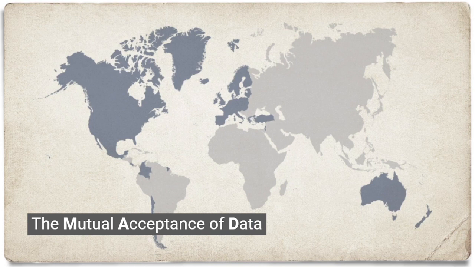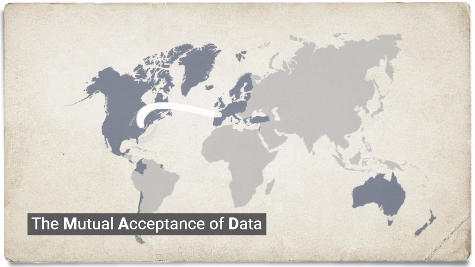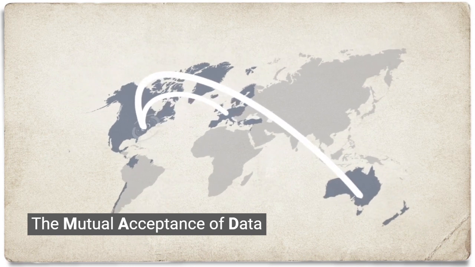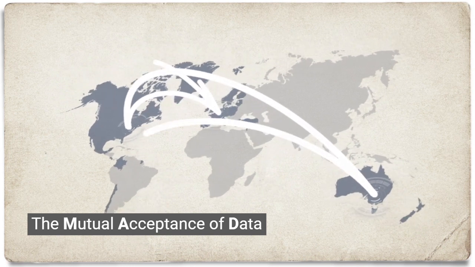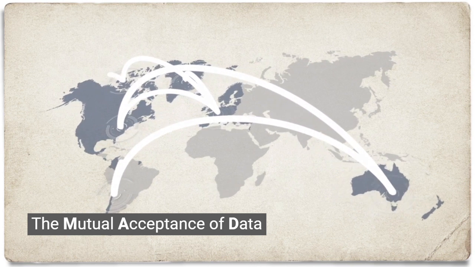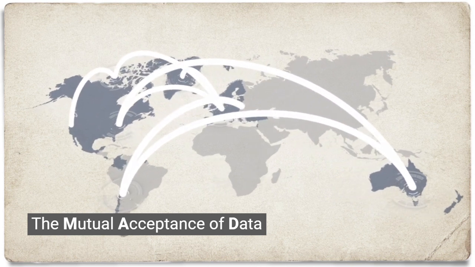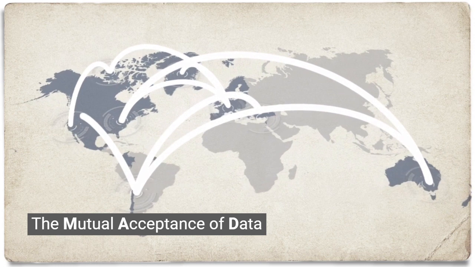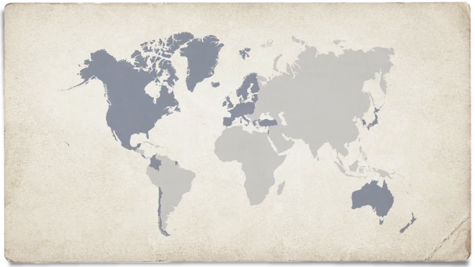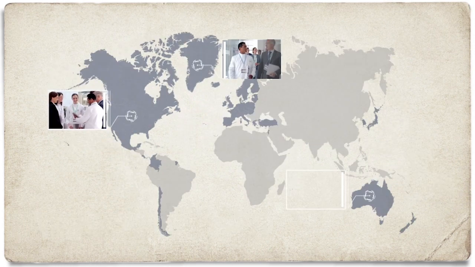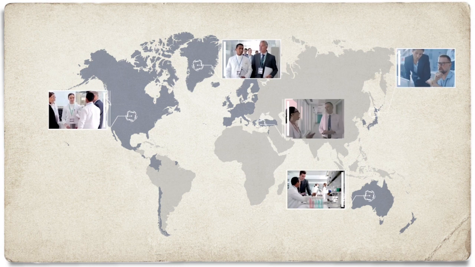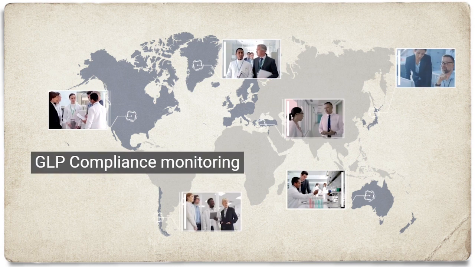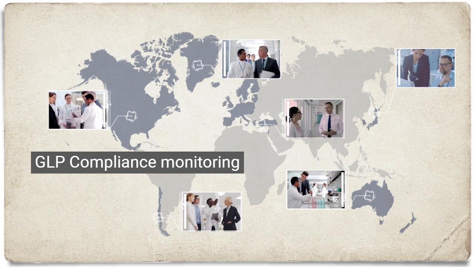The Mutual Acceptance of Data, commonly referred to as MAD, is an international agreement that allows participating countries to share the results of non-clinical test study data. This saves governments and industry resources by reducing the need to repeat tests, and it helps to ensure that safety assessments are based on the best available science. According to the OECD, participating countries that perform safety testing have national GLP compliance monitoring programs, CMP.